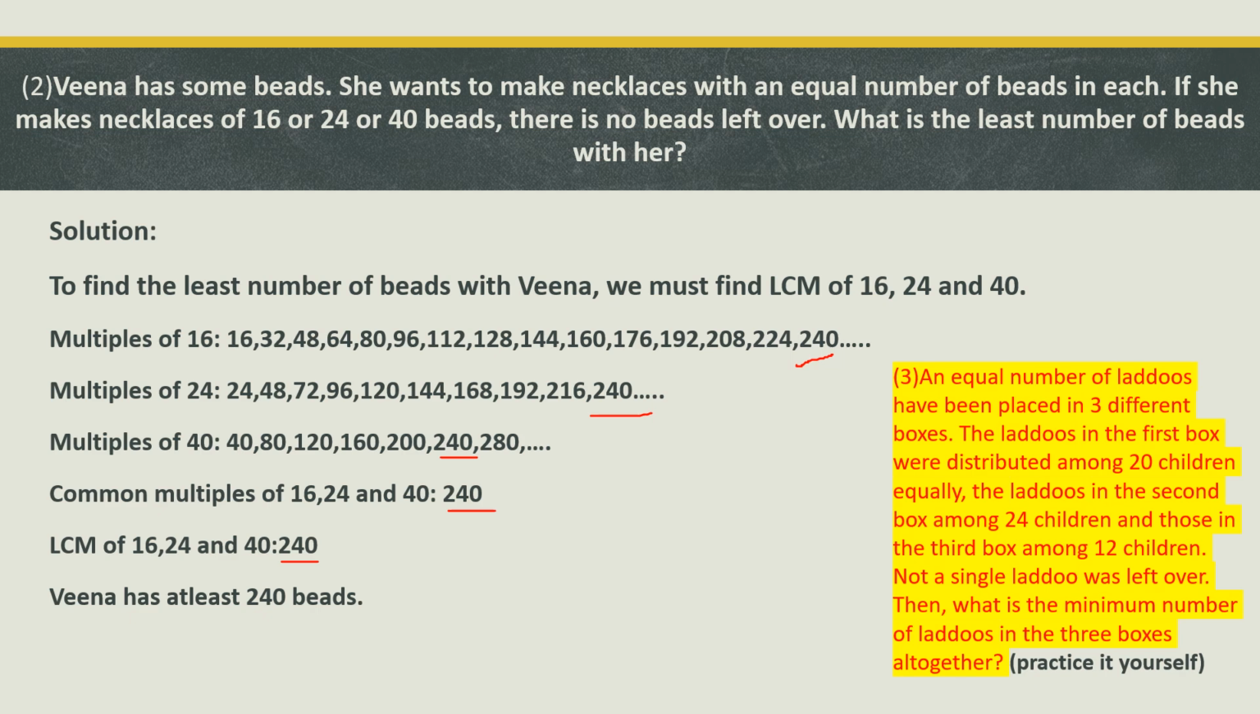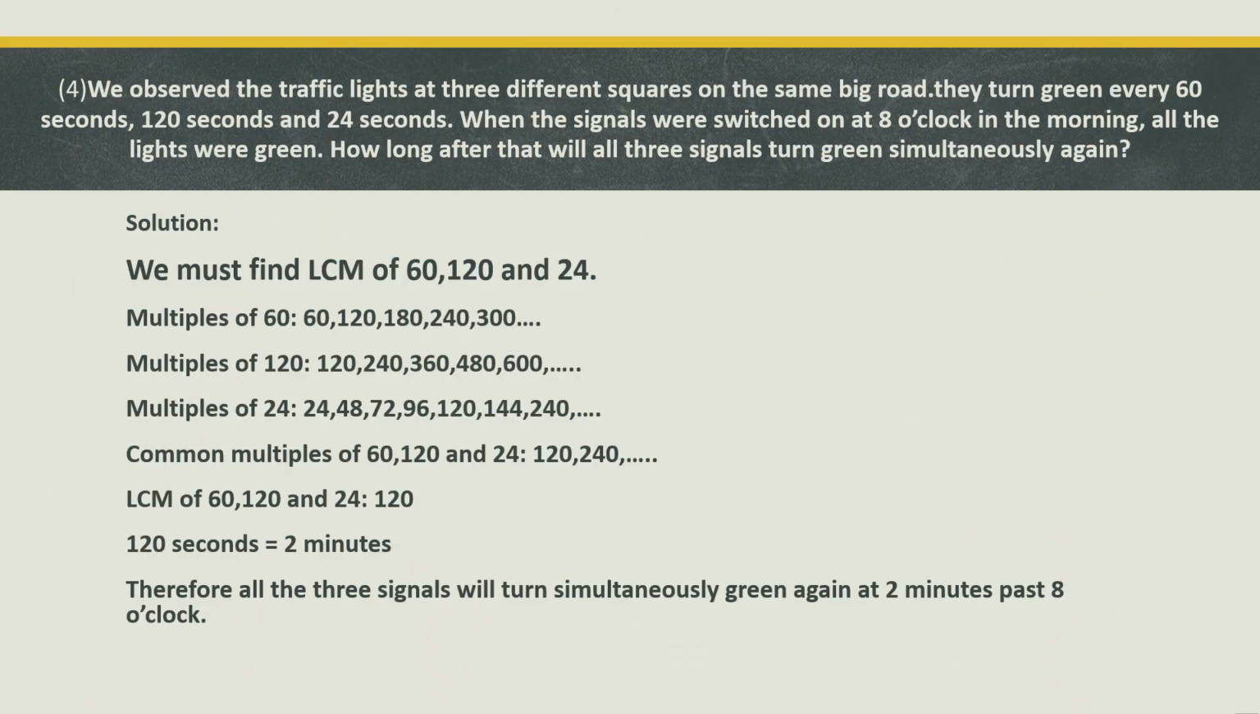Coming to the next question. We observed that the traffic lights at 3 different squares on the same big road turn green every 60 seconds, 120 seconds and 24 seconds. In the first square it turns green every 60 seconds. In the second square it's 120 seconds. And in the third square it turns green every 24 seconds.